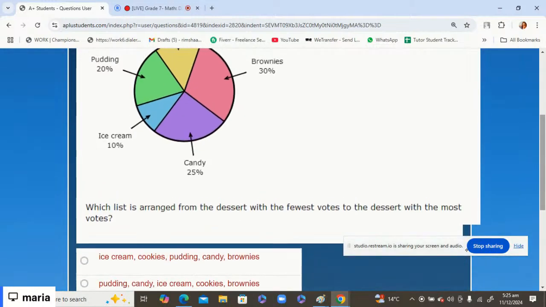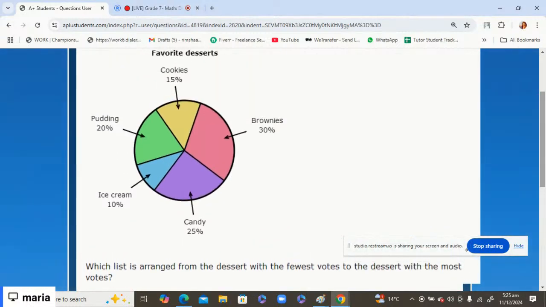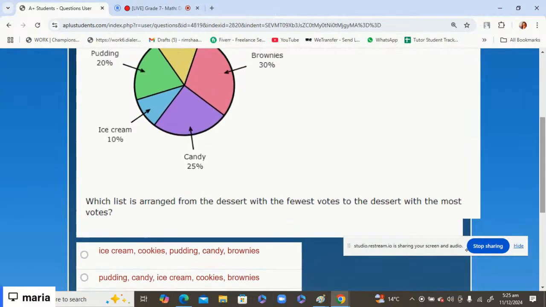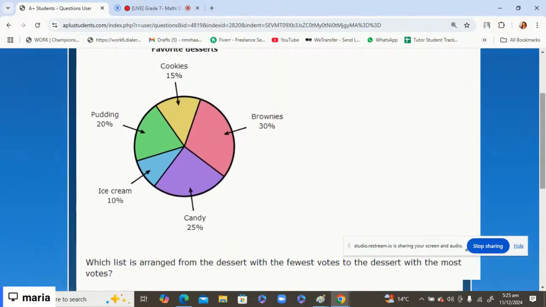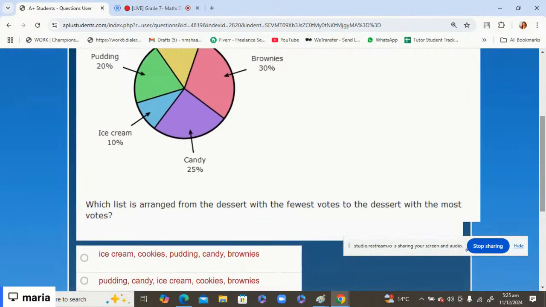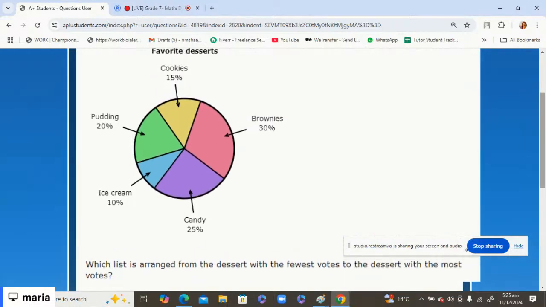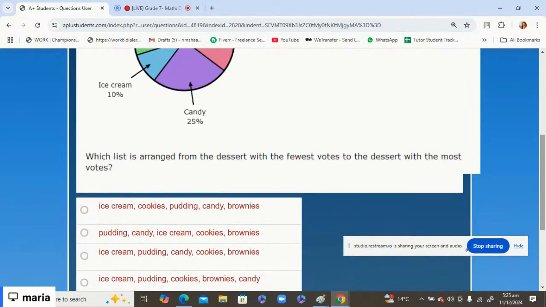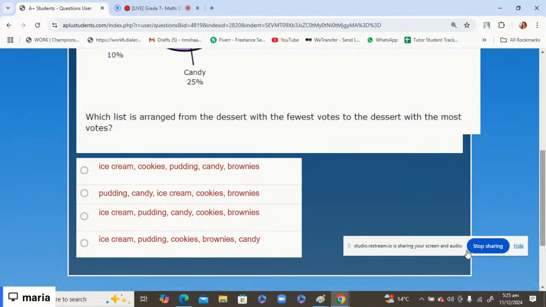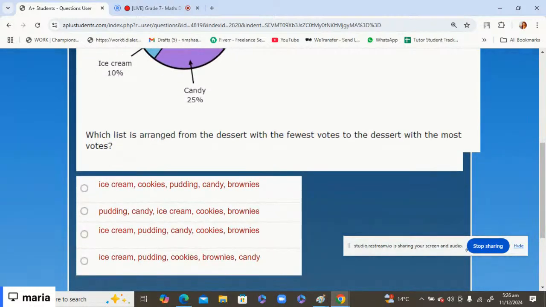Which list is arranged from the dessert with the fewest votes to the dessert with the most votes? What is the fewest vote here? That is ice cream, the first. Second is cookies, then pudding, then candy, and then brownies. So ice cream, cookies, pudding, candy, and then brownies. Option A.